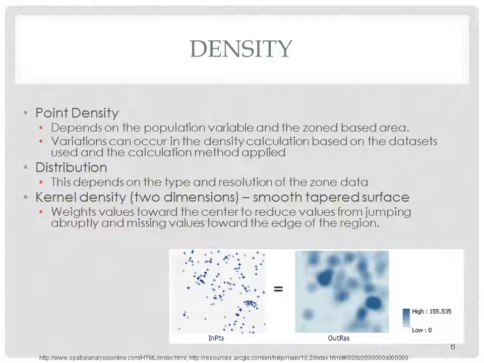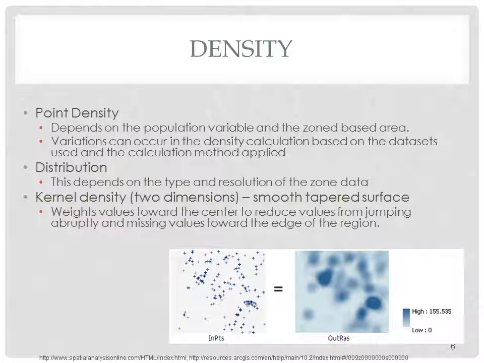Density is an important factor in spatial analysis, and it includes point density, distribution, and kernel density. Point density depends on the population variable and the zone-based data. Variations can occur in the density calculation based on the data sets used and the calculation method applied. So, for example, the geographic scale of the analysis is very important. You need to understand whether you're using, for example, county boundaries in which the dot density might be placed randomly, or census tracts, or other geographic areas.